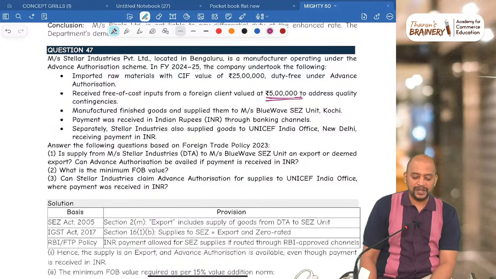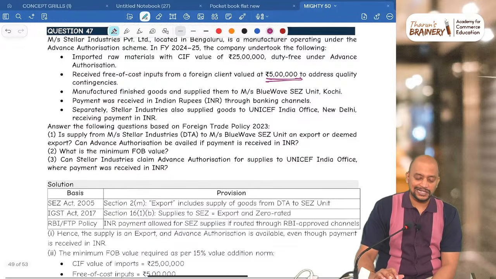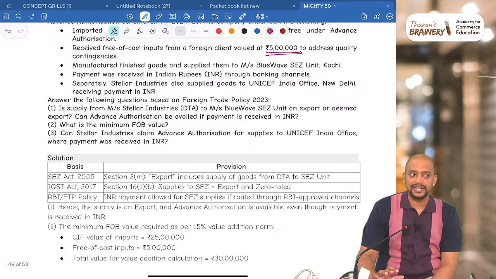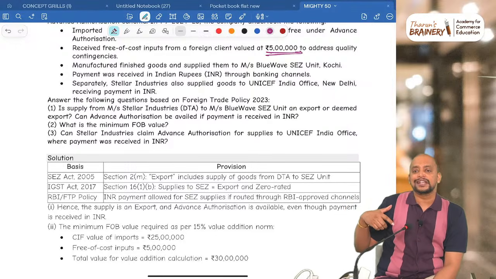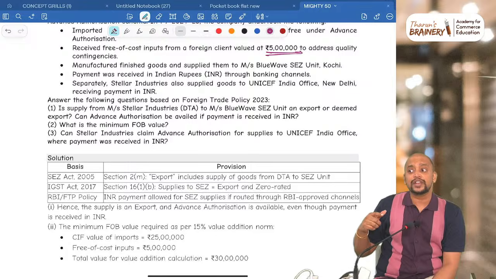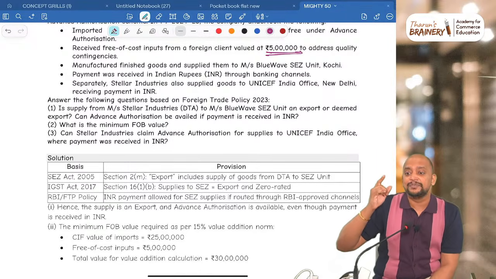Is supply from Stellar Industries DTA to Blue Wave SEZ an export or deemed export? What is your answer? Sale to SEZ is treated as export. We discussed that under advance authorization, either you can actually export, or you can make sale to SEZ, or you can make sale to a foreign going vessel or aircraft. It will be treated as export.